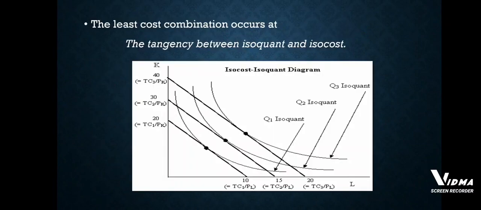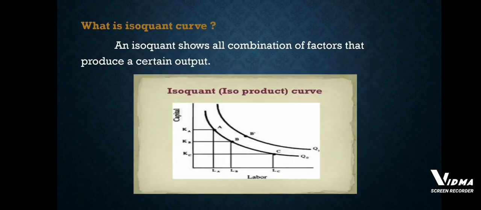The least cost combination occurs at the tangency between isoquant and isocost curves. So the tangency between the isoquant and the isocost curve gives you the least cost combination. The following diagram represents the isocost curve and isoquant curve.